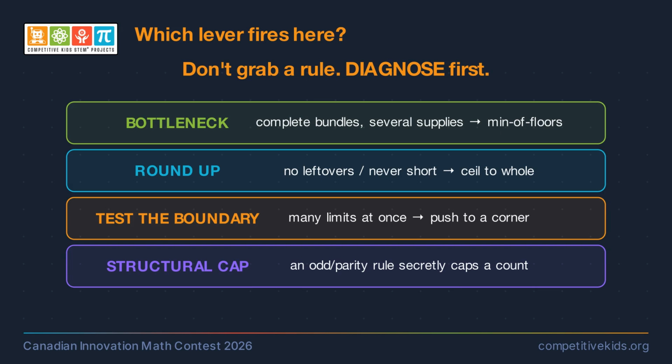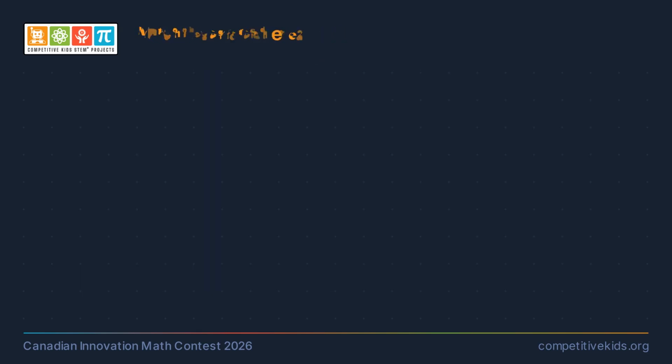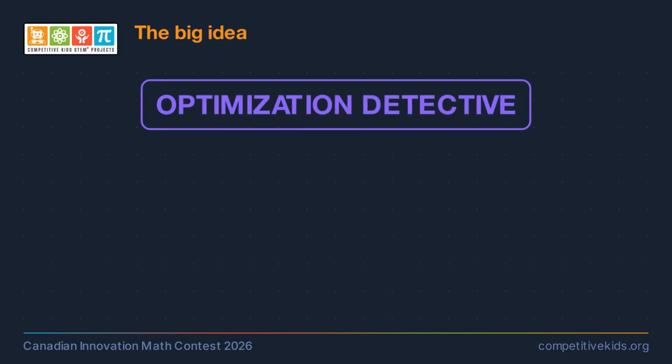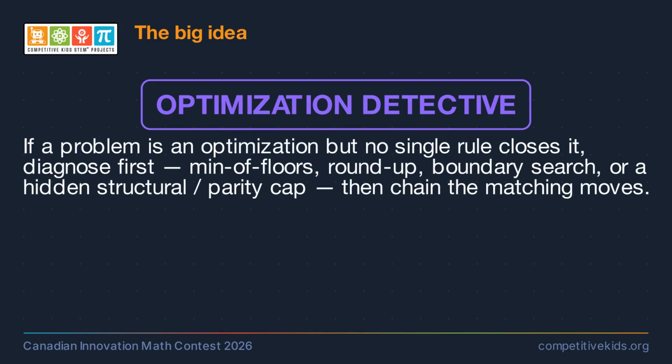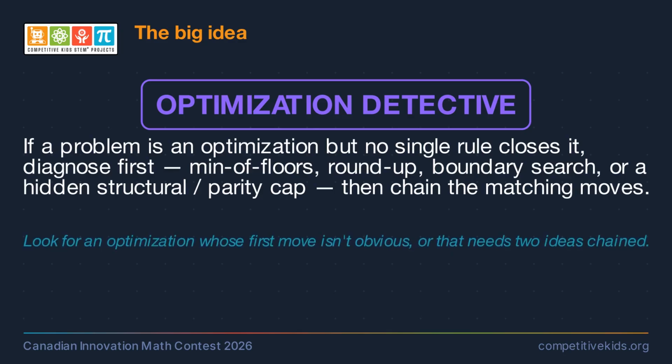And the new one, structural cap. When an odd or parity rule secretly caps a count. This is the optimization detective rule. If a problem is an optimization, but no single rule closes it, diagnose first, then chain the matching moves. Look for an optimization whose first move is not obvious or that needs 2 ideas joined together.